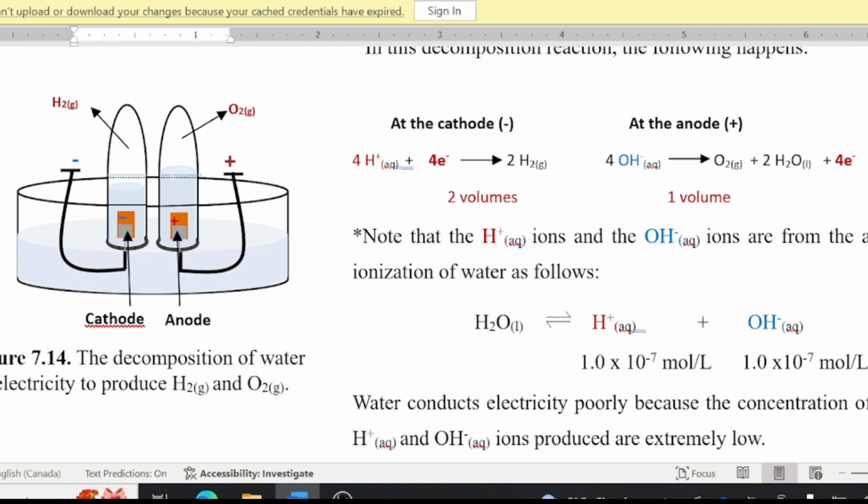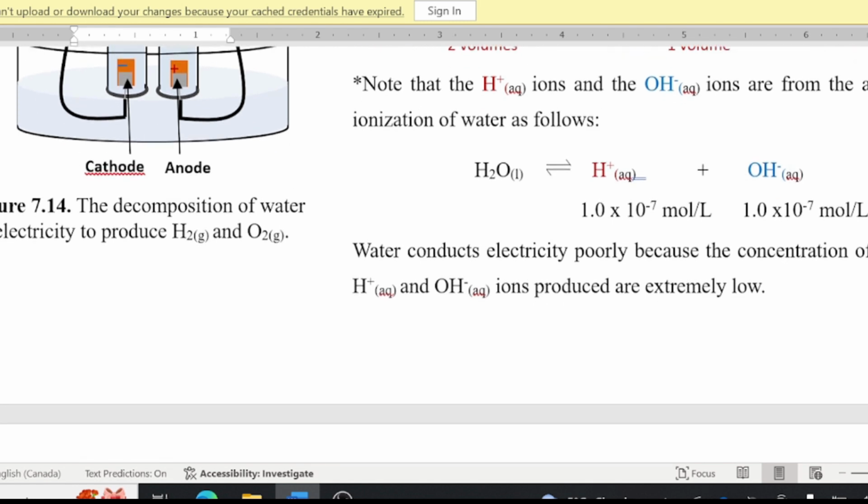So in this case, you do gas laws later on. Here you have 2 volumes here to 1 volume here. And of course, we spoke about this concentration that's so low yesterday, okay? So that's electrolysis of water there. What else?